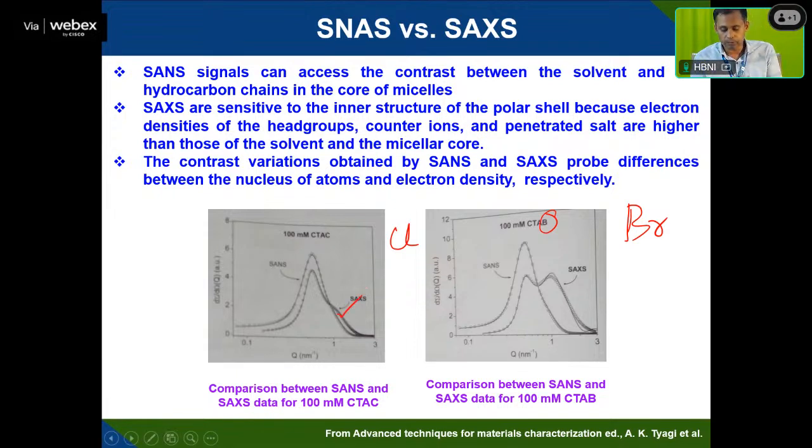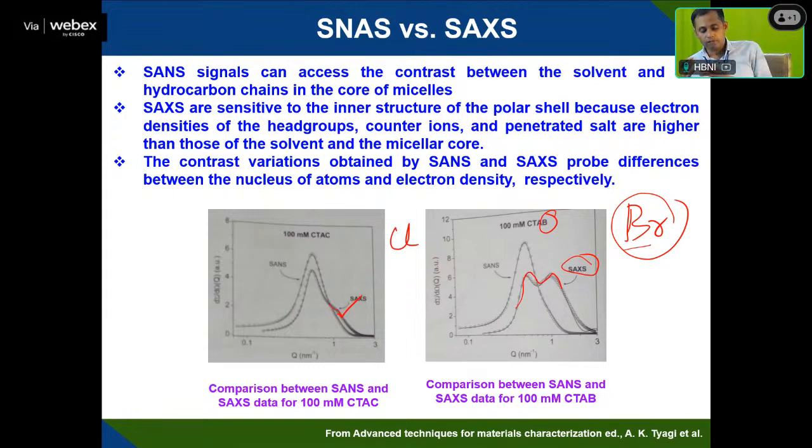So if you go to bromine, being a high Z material, when you go for a SANS study, you can see a single peak like that of CTAC. But when you have bromine, in small angle X-ray scattering, because bromine is a high Z material, you can see this small peak with a shoulder; instead of that, you get two prominent peaks in the SAXS study.